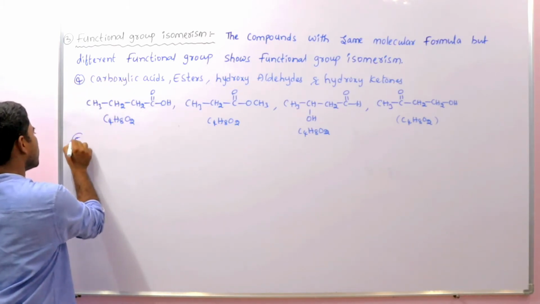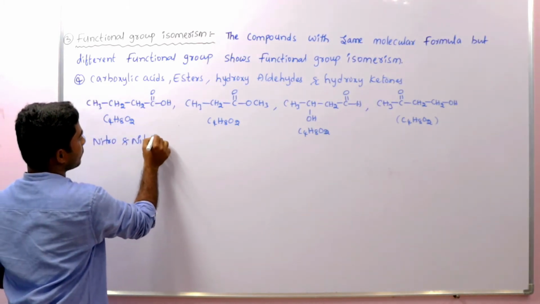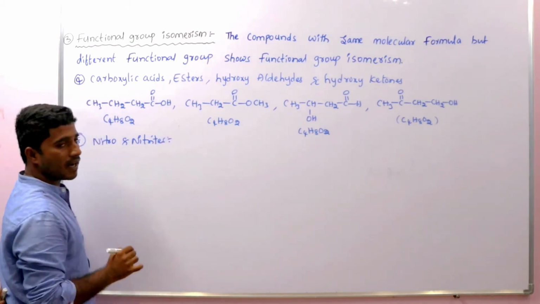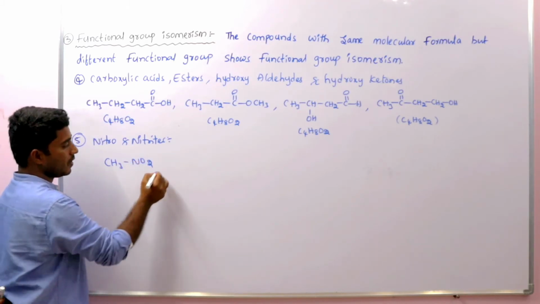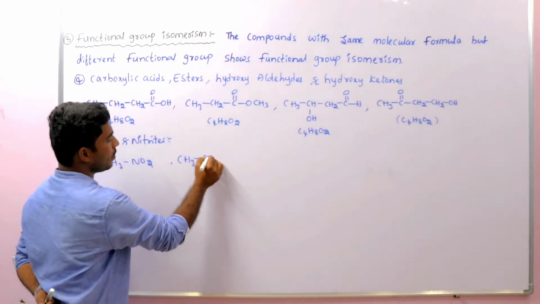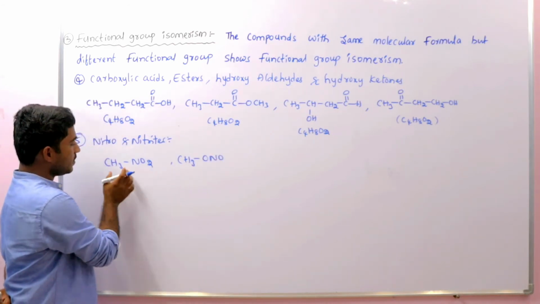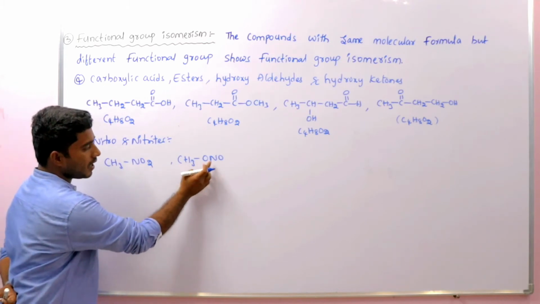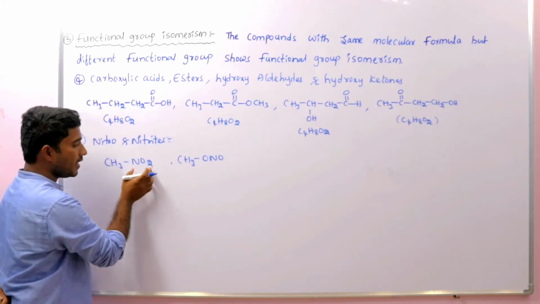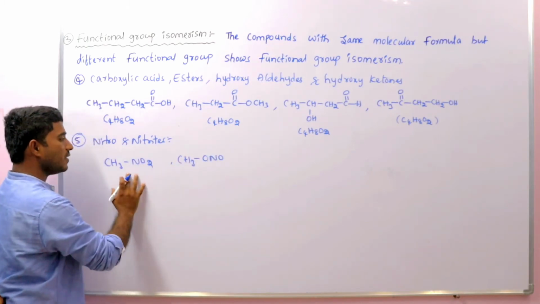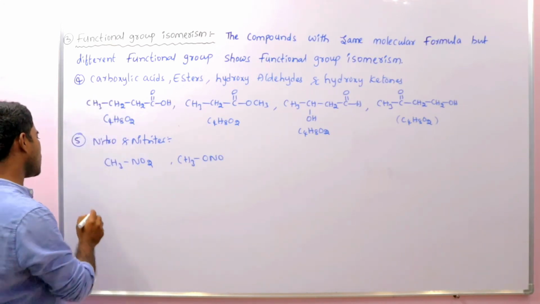Next possibility, nitro compounds and nitrites. Let us see examples. CH3NO2 and CH3ONO. Here we see the same molecular formula. CH3NO2, and here also CH3 N 2 oxygens. But the functional group is different. Here nitro, here nitrite. So that's why these two compounds come under functional group isomers. Let us see one more example.